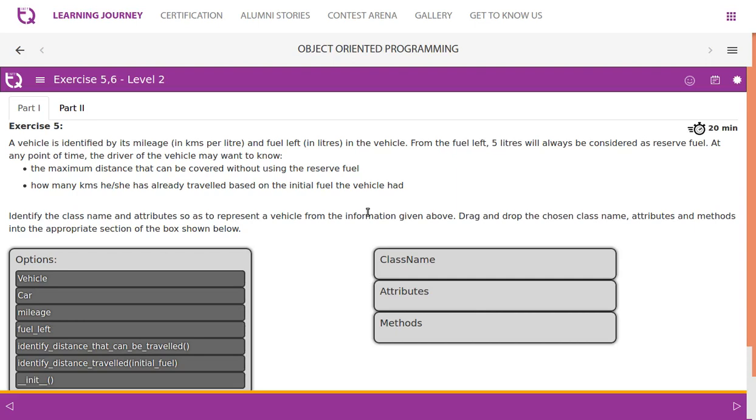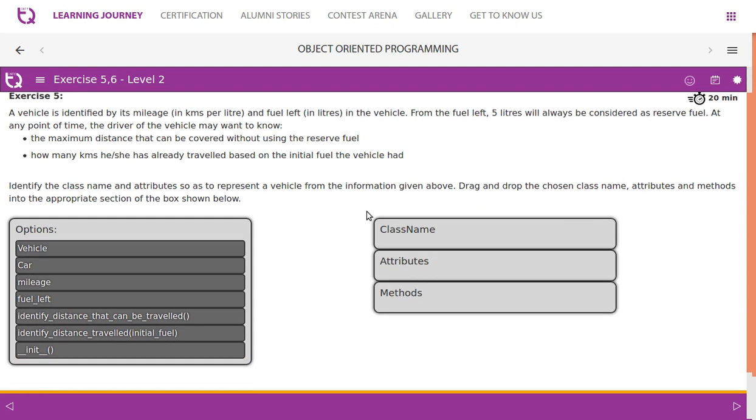A vehicle is identified by its mileage and fuel left in the vehicle. From the fuel left, 5 liters will always be considered as reserve fuel. At any point of time, the driver of the vehicle may want to know the maximum distance that can be covered without using the reserve fuel. How many kilometers he or she has already traveled based on the initial fuel the vehicle had.